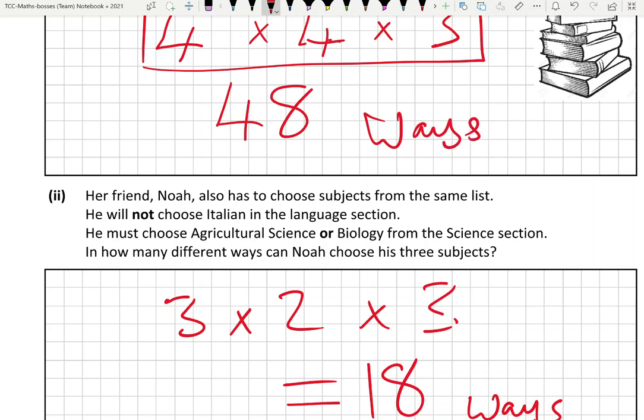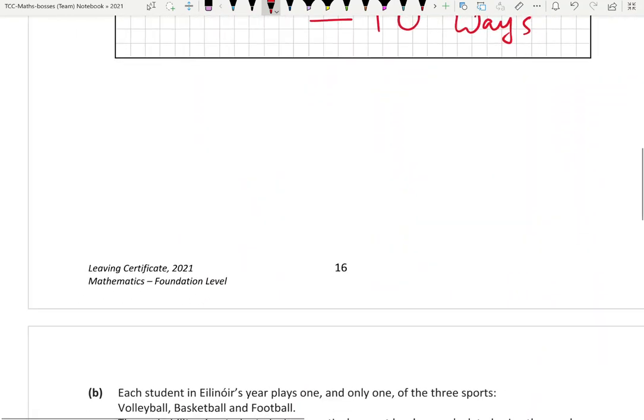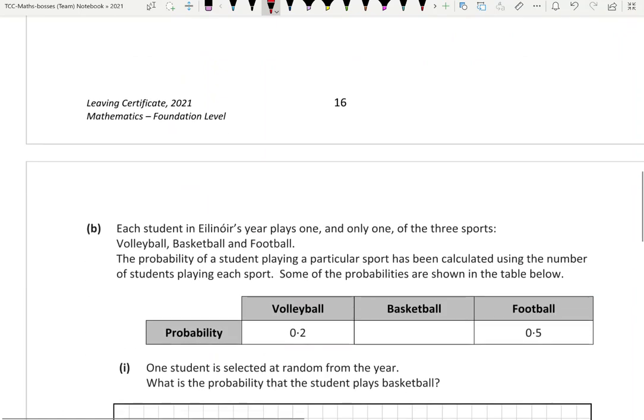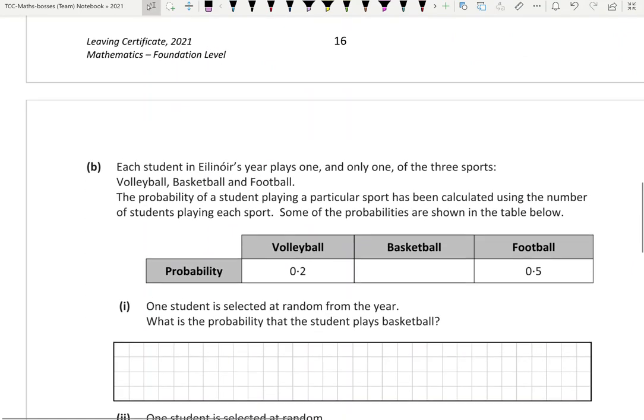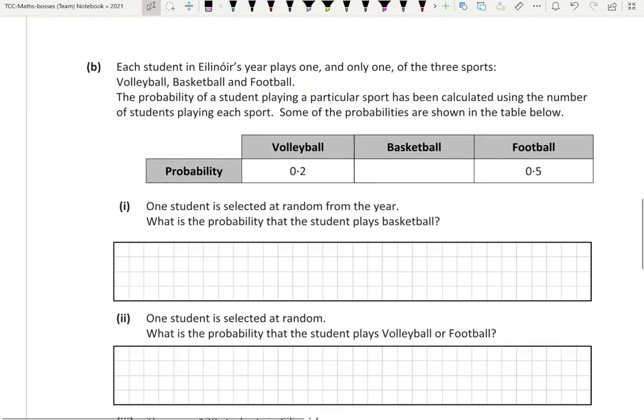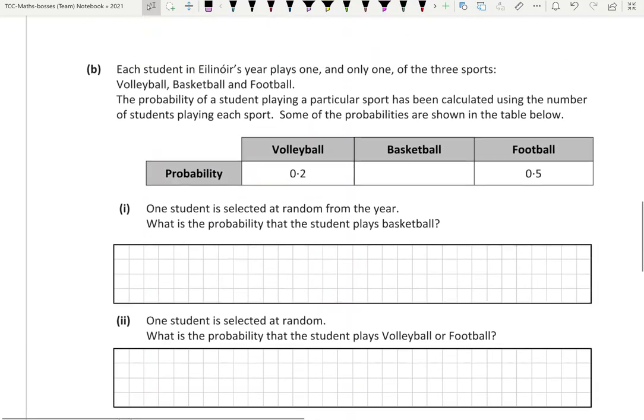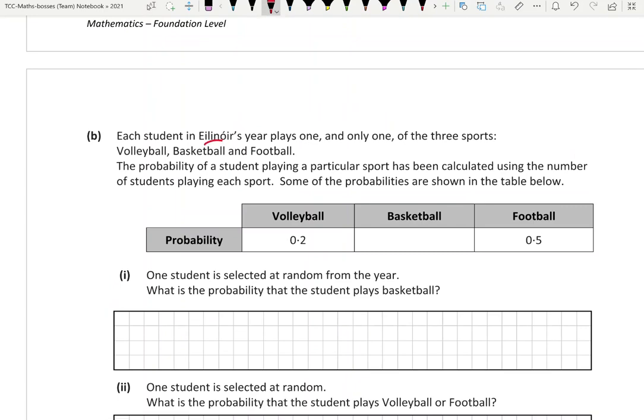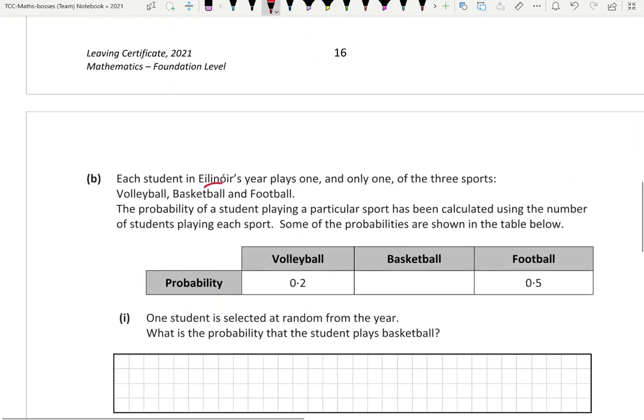Okay. So students, we go on. Hold on, this is related. Each student in Eleanor's years plays one and only one of the 3 sports. You know, it's not quite, it's a probability question, even though Eleanor happens to be there. That's about the only connection between them in terms of what's going on mathematically.